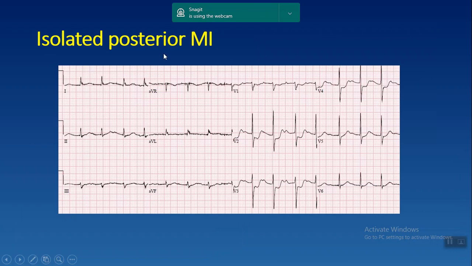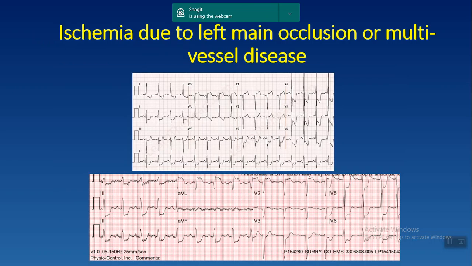In patients with isolated posterior myocardial infarction, it presents with ST segment depression in V2 and V3. And in these patients, we can go for the posterior leads, which are V7 to V9. And in these leads, we might see the ST segment elevation. So this is a pattern of isolated posterior myocardial infarction. There is another pattern when there is diffuse ST segment depression in more than 8 leads associated with ST segment elevation in AVR, and this pattern points to either left main occlusion or multivessel disease, and these patients should be managed urgently as cases of ST segment elevation acute myocardial infarction.